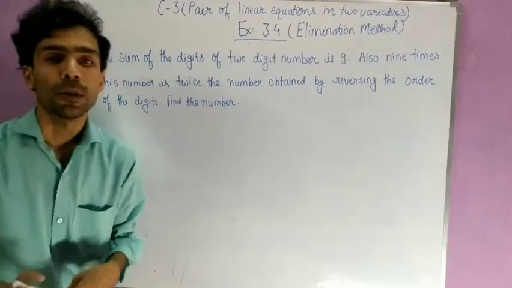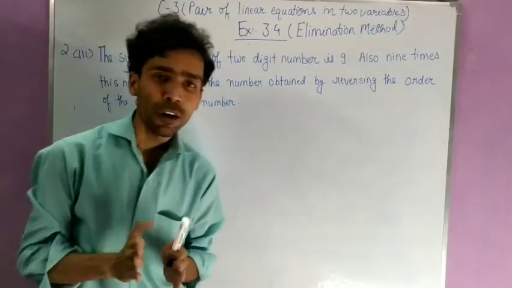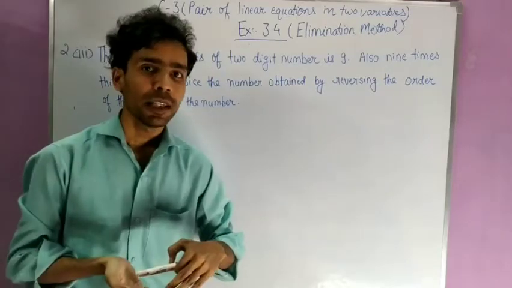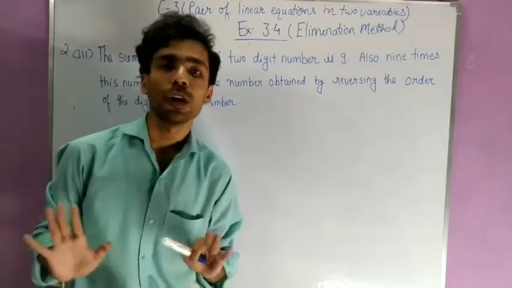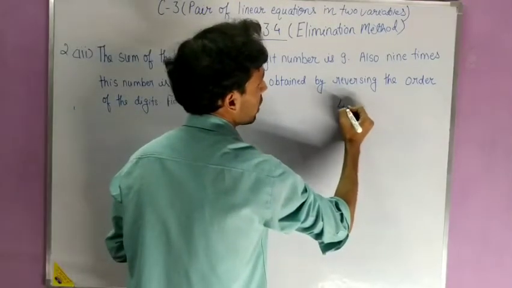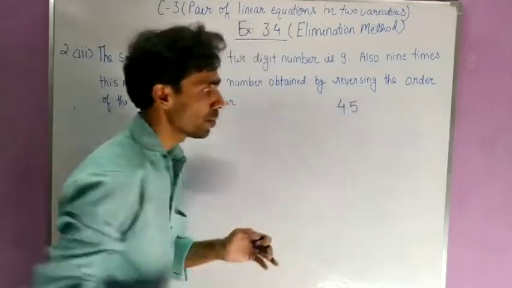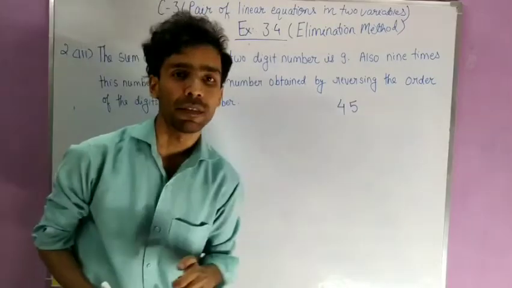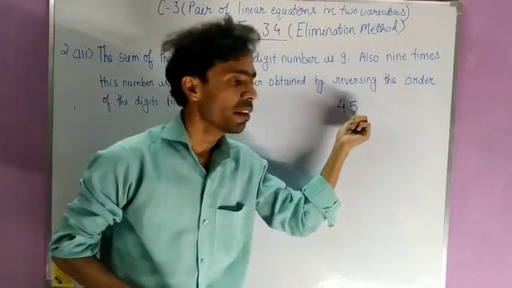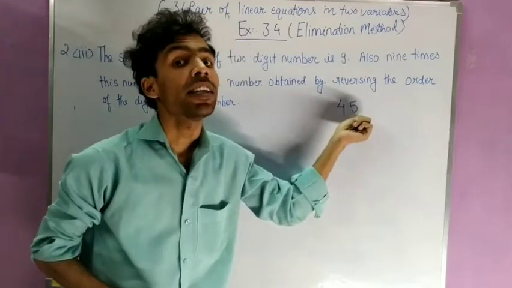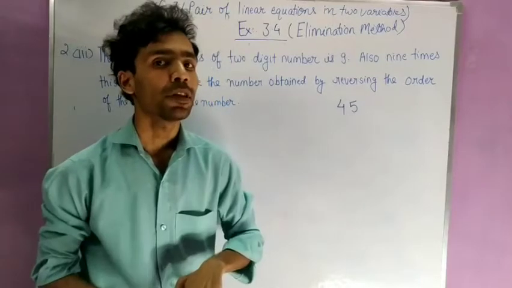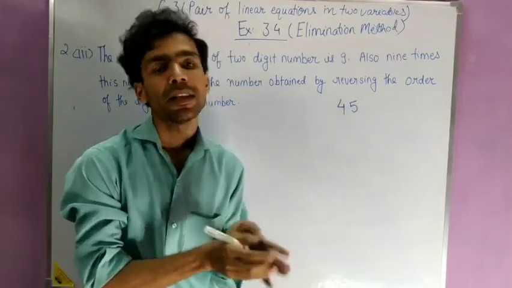Find the number. Okay, so first, you know what a 2-digit number is. The 2-digit numbers start from 10 and end with 99. You all know. Suppose I have written one number like 45. When you write 45, what is the unit digit? 5. And what is the tens digit? 4. So in this question, first what we will assume? Unit digit and tens digit.